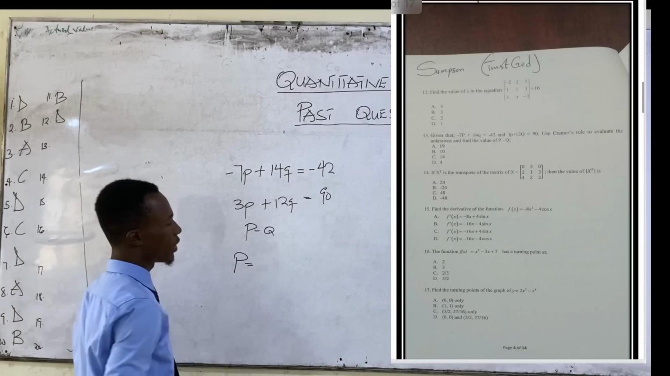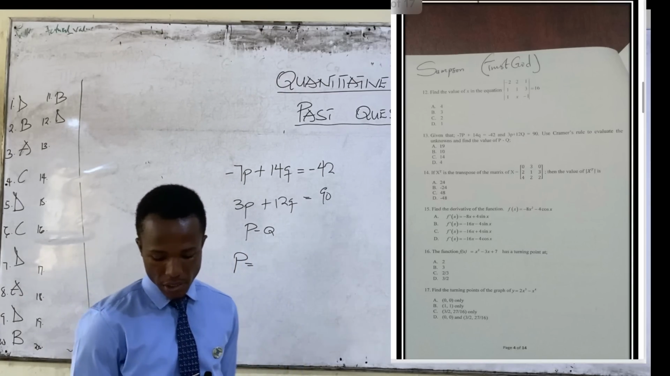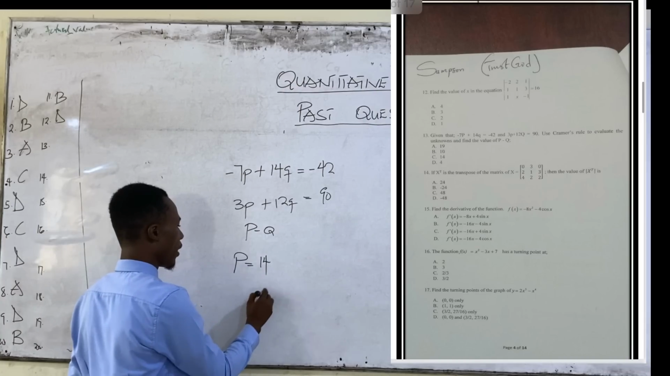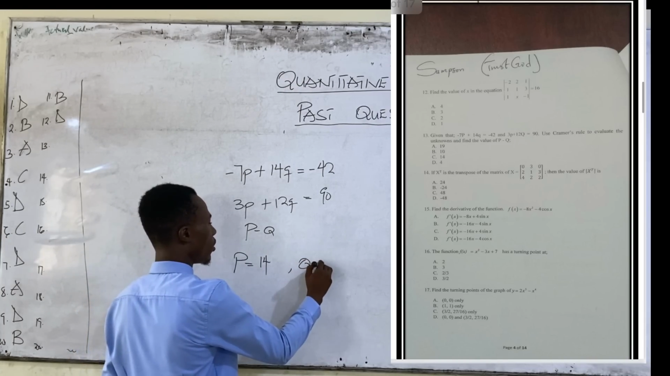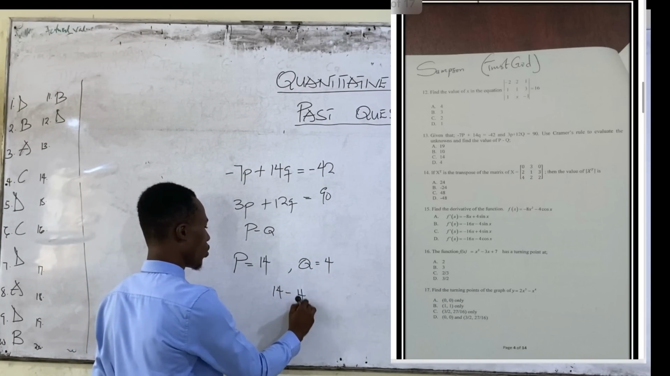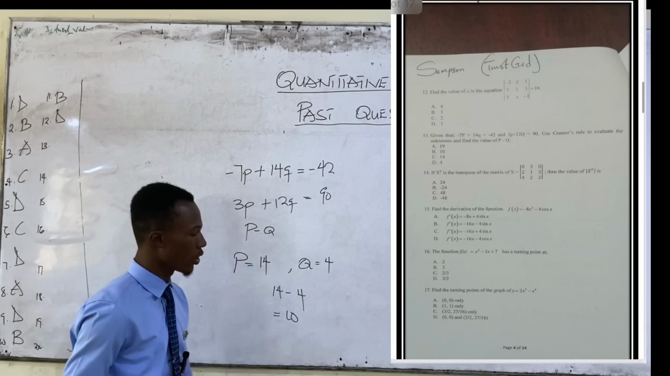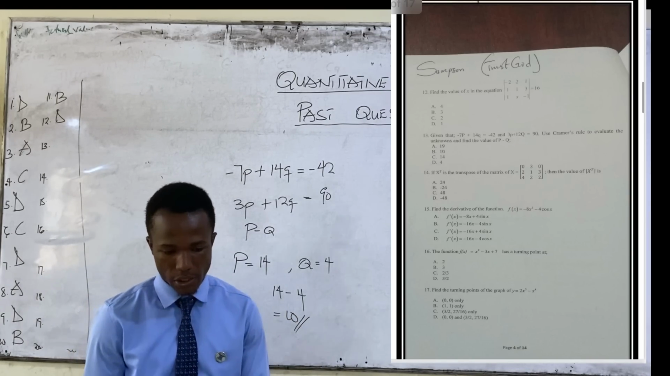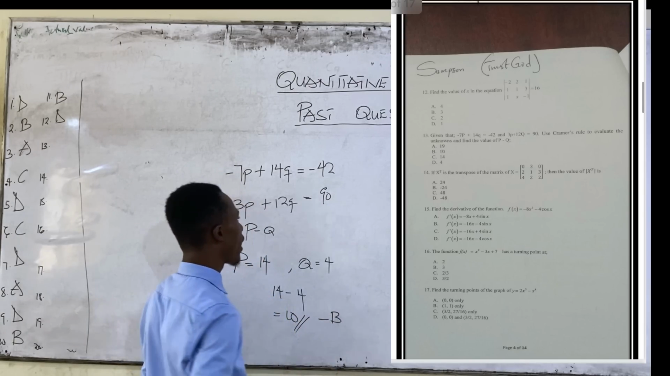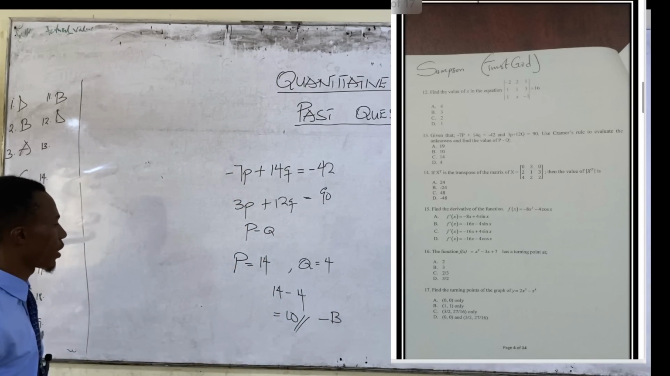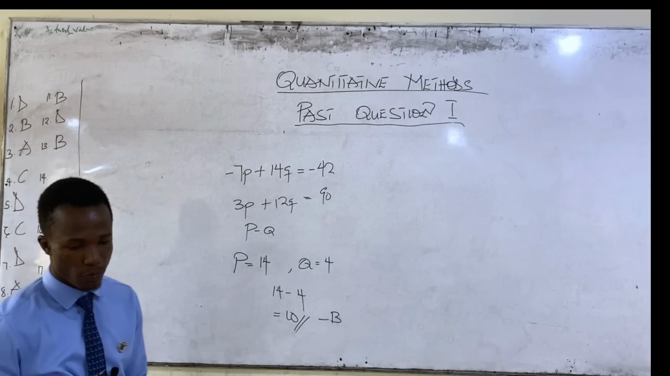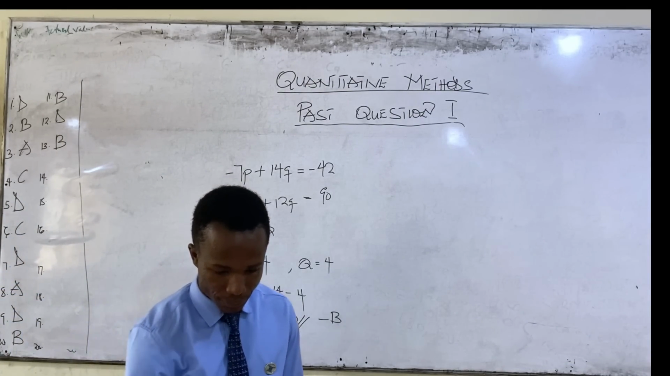So when you solve it simultaneously, your p is going to be 14 and you get q to be 4. So your p minus q is going to be 14 minus 4, and you have 10 as your final answer. And so 10 is option B. So you learn how to use the calculator to solve simultaneous equations. Okay, so question 13 is B. Now let's move on to question 14.